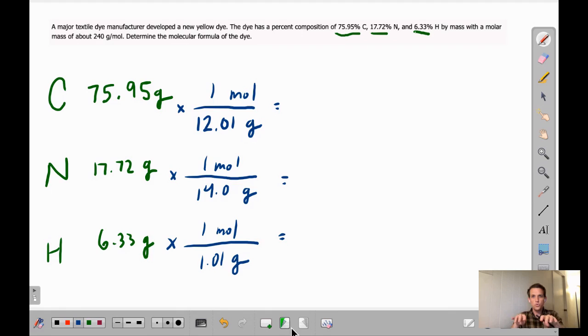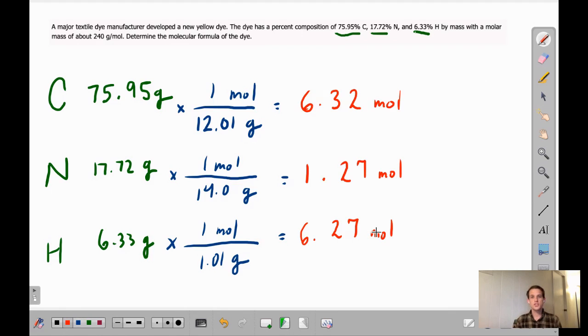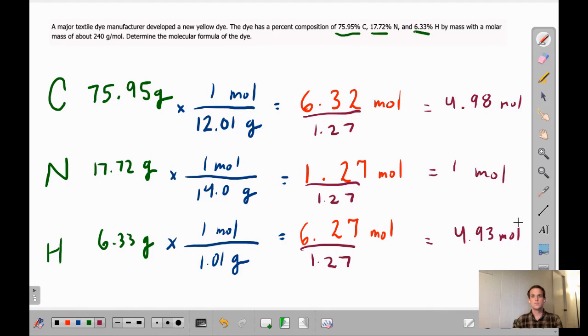So calculating, calculation complete. All right, so here we have it, 6.32 moles, 1.27 moles, and 6.27 moles. Now our next step, since they aren't in whole numbers, would be to divide them all by our smallest amount of moles, which in this case is 1.27. So let's do it. Calculating, calculation complete. All right, so we ended up with 4.98 moles, 1 mole, and 4.93 moles.